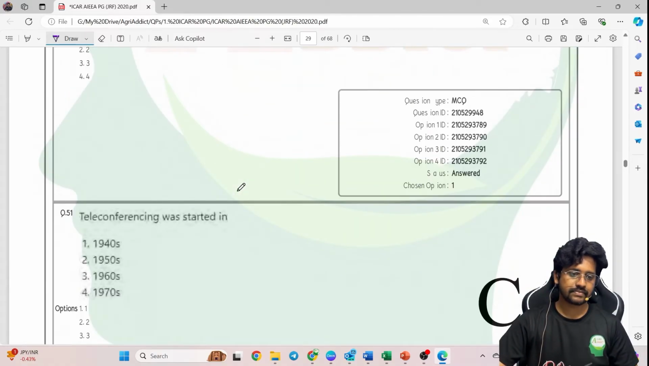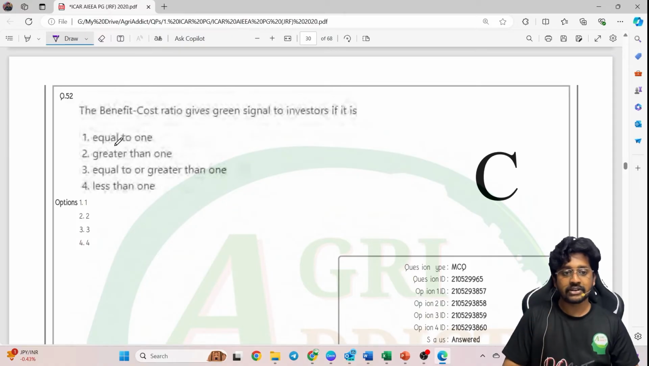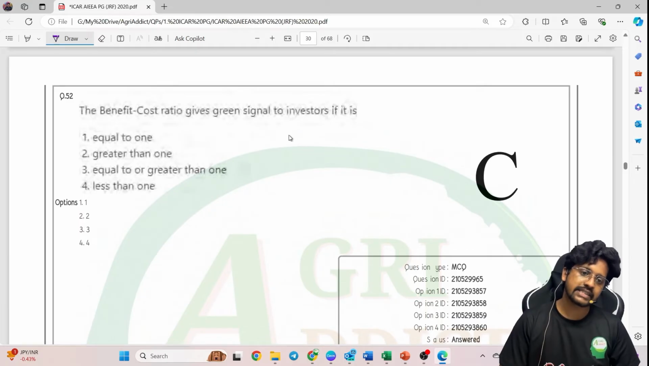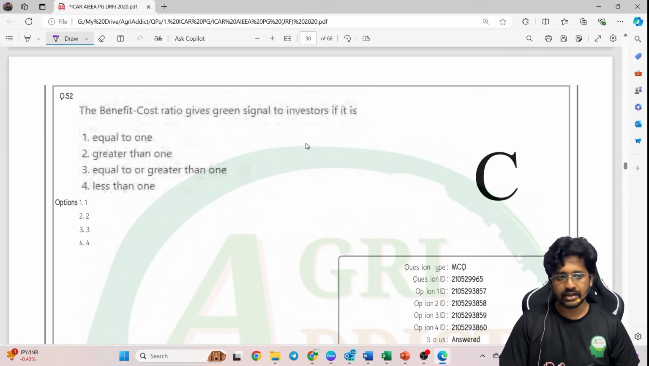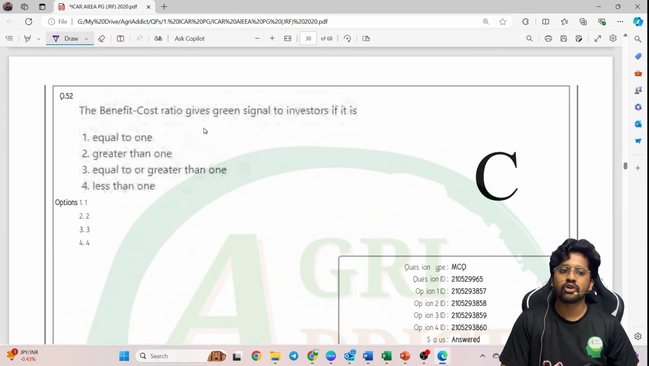The next question: the benefit cost ratio gives green signal to the investors if it is. When investors have to invest in a business organization, they will be deciding based on the benefit cost ratio. As we know, a business organization will be profitable when the benefit cost ratio is greater than 1, right? There is an option given as greater than 1, but actually the question is somewhat vague here, that is, which gives green signal to the investors.